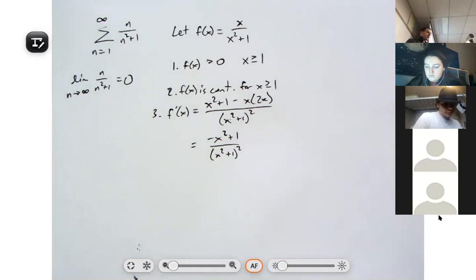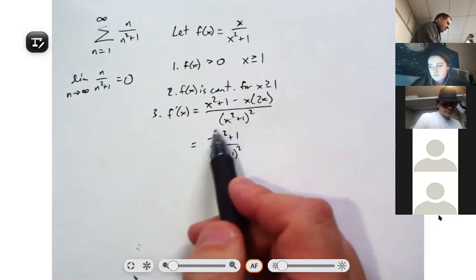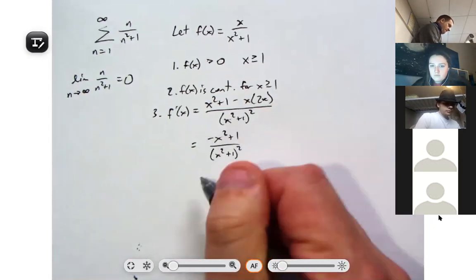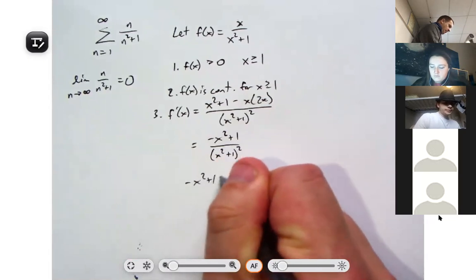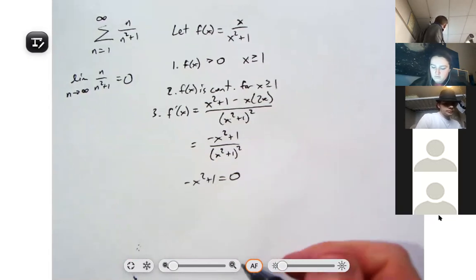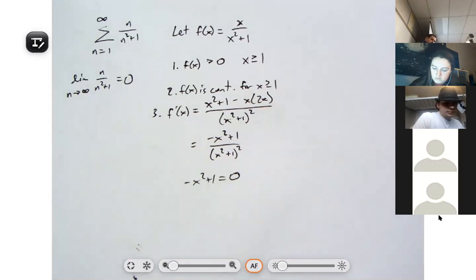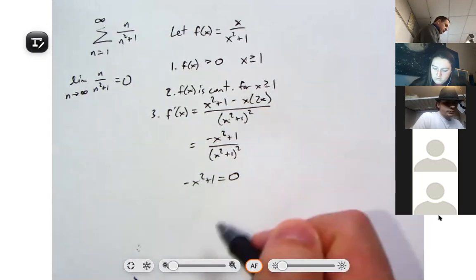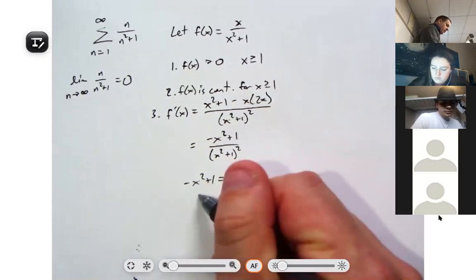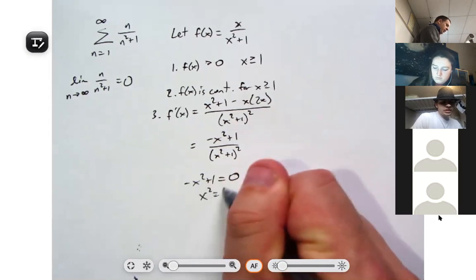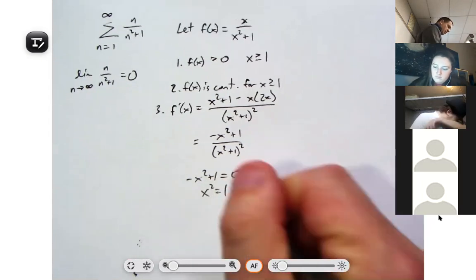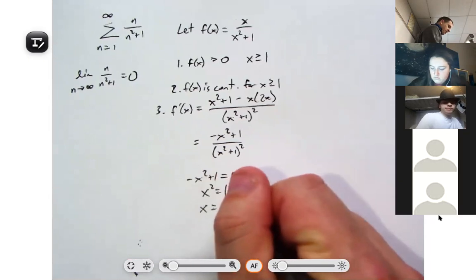Then I'm looking for my critical numbers. So I'm looking for what makes f prime 0, what makes it undefined. So I'm going to set this numerator equal to 0. And I'm going to solve this. So subtract 1, divide by negative 1. So x squared equals 1. So x equals plus or minus 1.